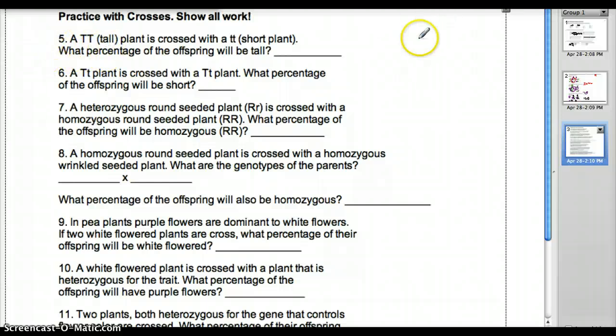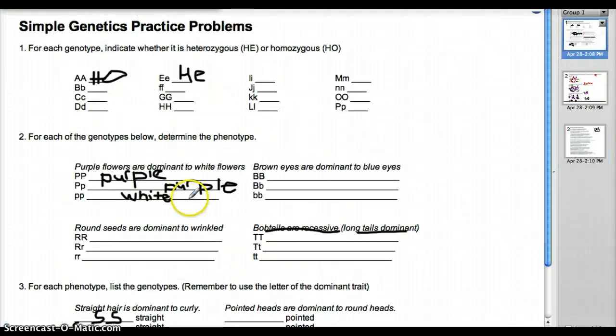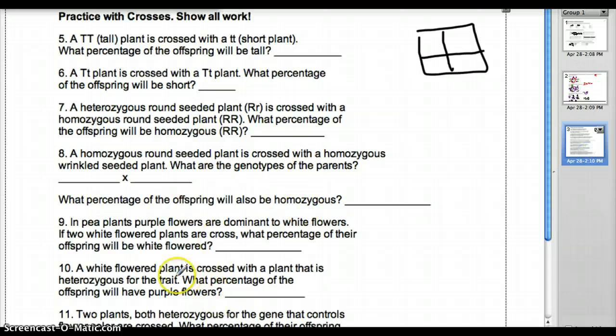So what you need to do is draw a Punnett square off to the side, or you can do it on a separate sheet of paper for each one. And you need to cross them, so make sure you're crossing. Now, if it's asking you for purple and white flowers, go back and look at the data that we had on the other sheet. That will help you with finding out those genotypes and phenotypes. But this is what I want you to finish and complete and turn in at the end of class.